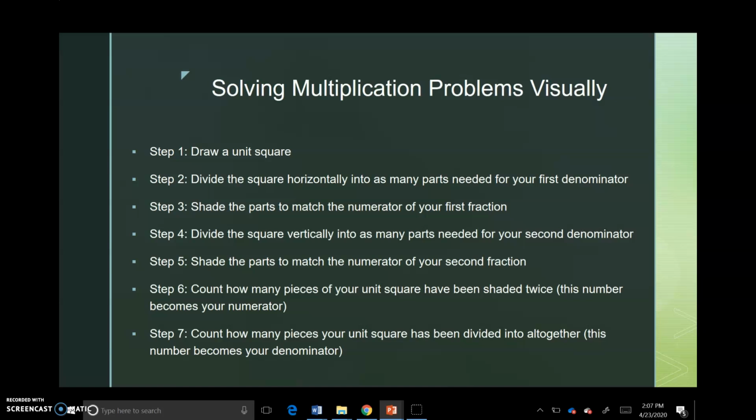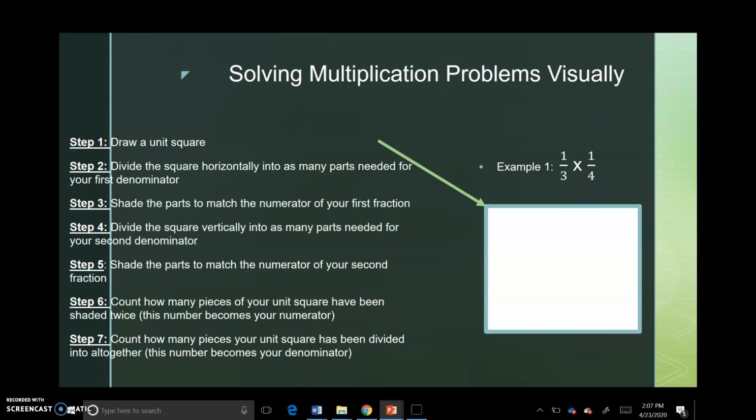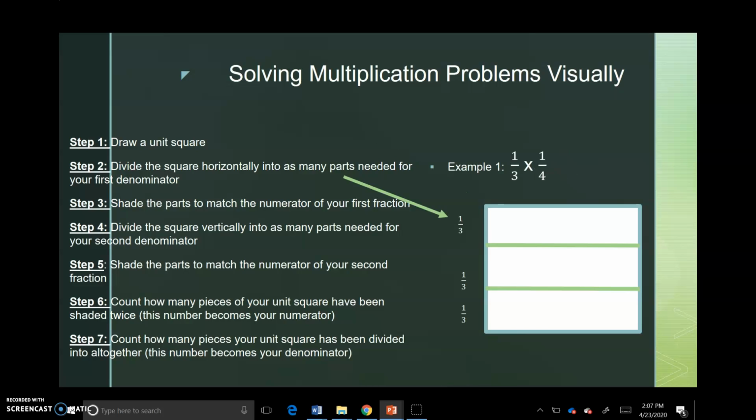So let's look ahead here. So here are our steps. I put them on the side there. And here is our example on the right. 1/3 times 1/4. So my first step, draw my unit square. There we go. Here's my unit. That is one whole. I now need to figure out what 1/3 would look like and then what 1/4 looks like. So I'm going to find 1/3.